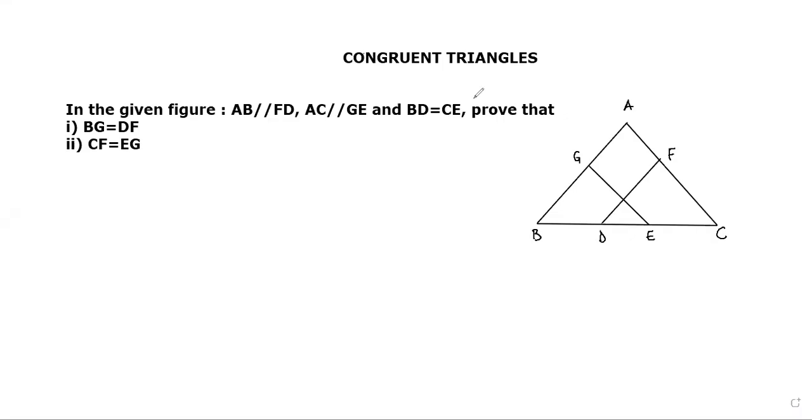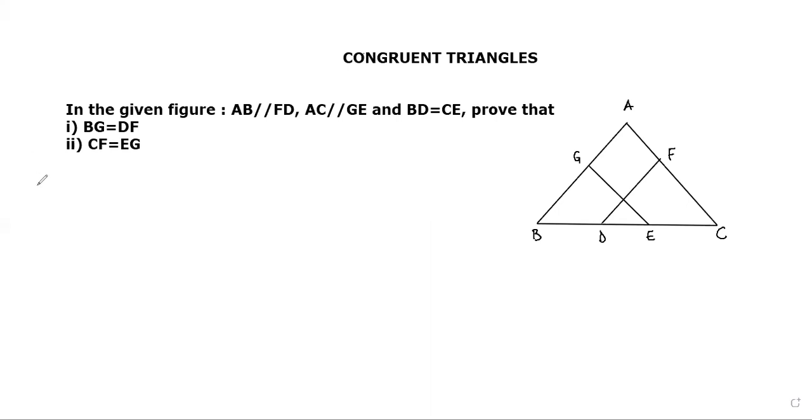Hi students, so let's do a question on congruent triangles. Before we do this question, let me just summarize what is the meaning of the two triangles being congruent. The basic meaning of congruency is that the two triangles should be identical in terms of their angles being equal and their sides being equal, the corresponding angles being equal and the corresponding sides being equal.